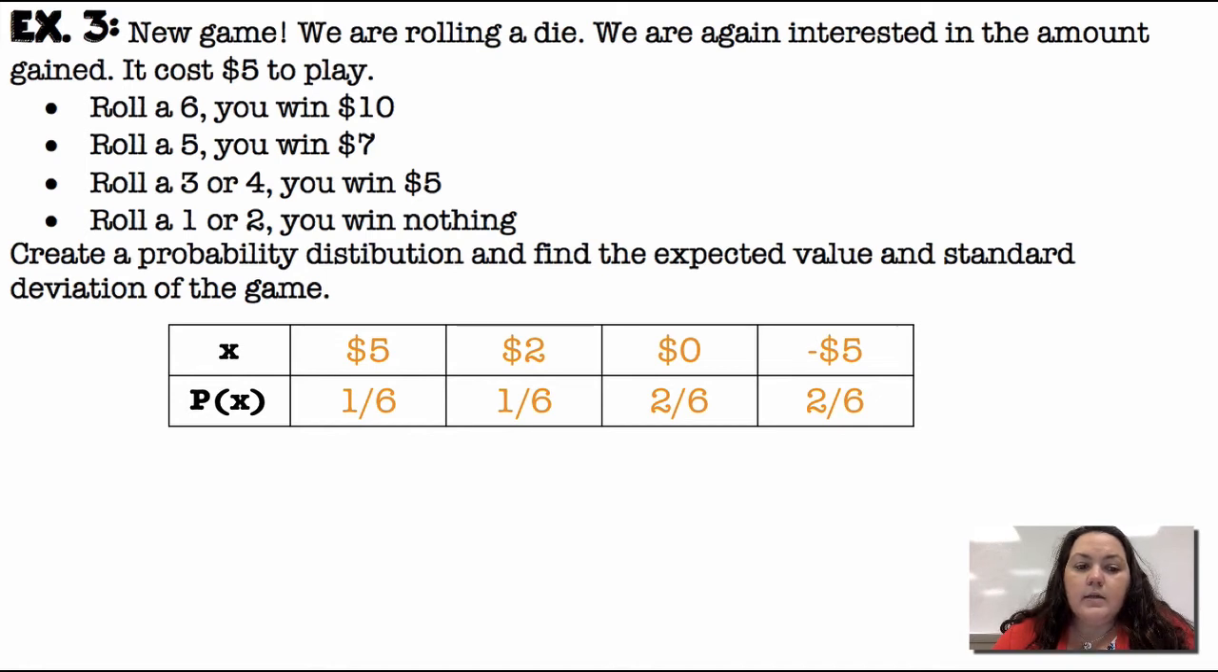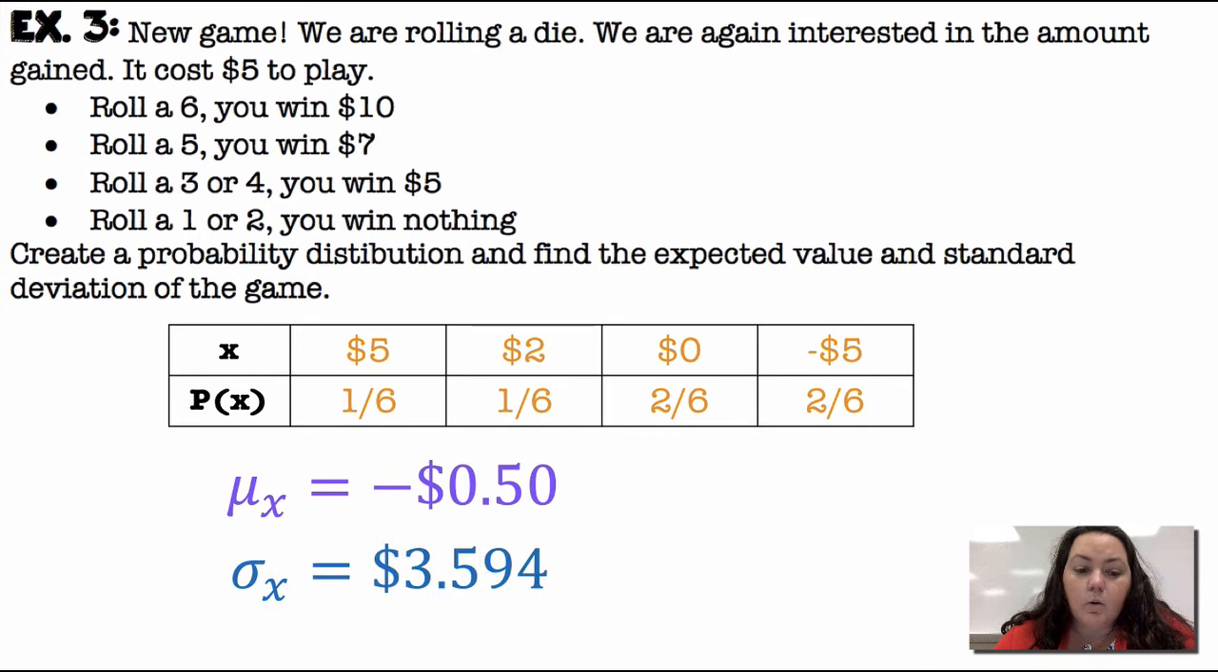If I win the $7, that's a gain of 2. I had to roll a 5, which again is 1 out of 6. If I rolled a 3 or a 4, I would get $5, which is a gain of 0. Well, that was 2 options, 2 out of the 6. And if you want to reduce the fractions, you can, either way. And then if you roll a 1 or a 2, that'd be 2 out of 6 for the gain of negative 5. And then if I want to find the mean and the standard deviation, I could plug that into my calculator, or I can work it out. 5 times 1/6 plus 2 times 1/6, and so on.